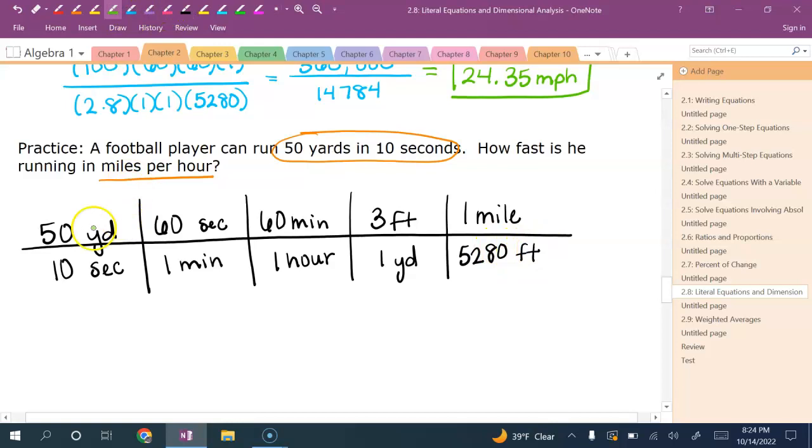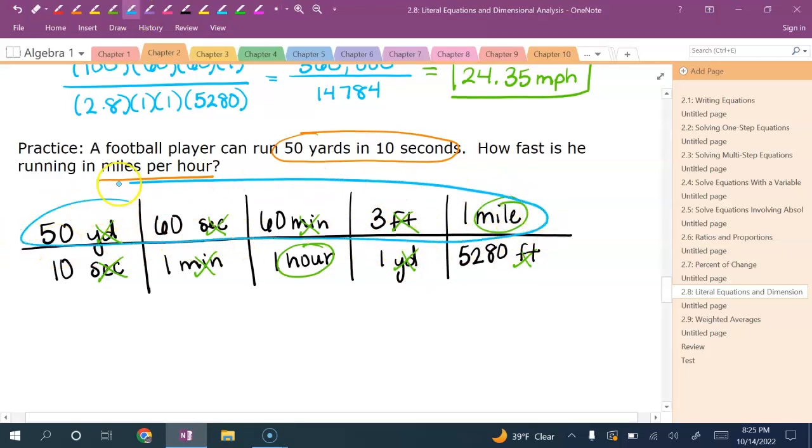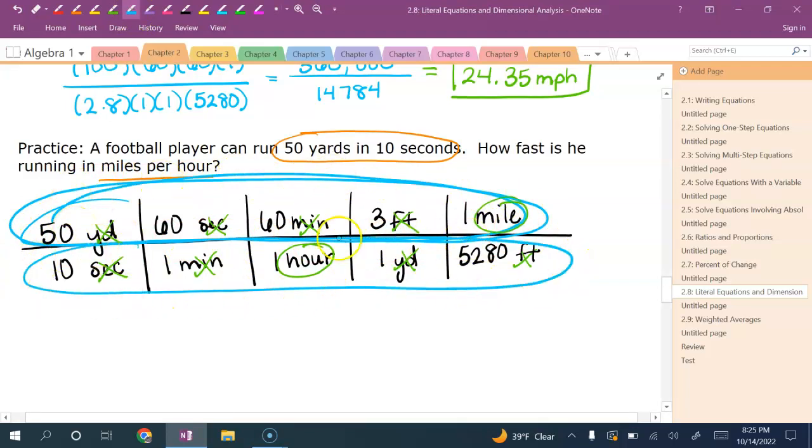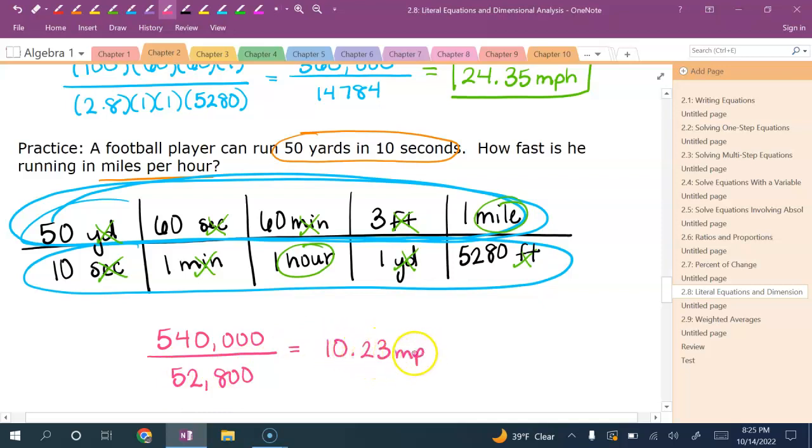If I go along here, my seconds cancel, my minutes cancel, I'm left with hours, my yards cancel, and my feet cancel, I'm left with miles. Then you should have multiplied across the top. So 50 times 60 times 60 times 3. Then you should have multiplied on the bottom. 10 times 1 times 1 times 1 times 5,280. When I multiplied, I got 540,000 on the top, 52,800 on the bottom, and this converts down or breaks down to 10.23 miles per hour.